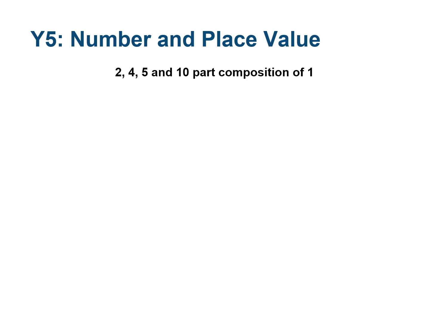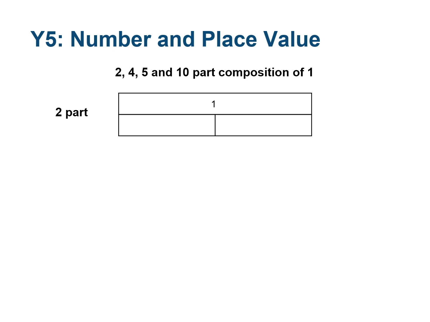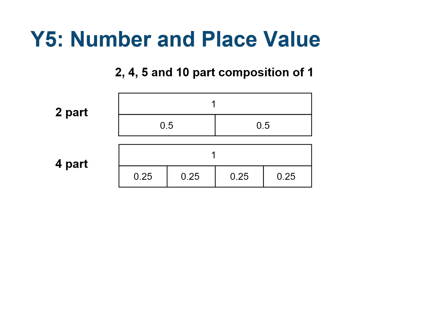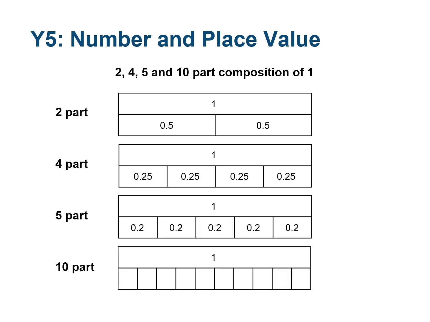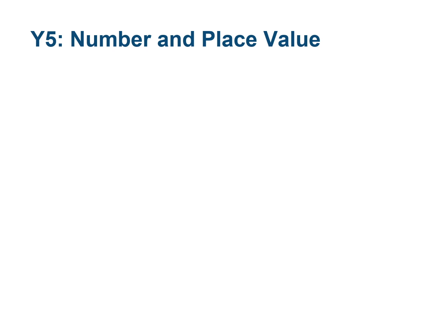Pupils need to be able to decompose the unit of 1 into 2, 4, 5 and 10 parts. So 2 parts, 4 parts, 5 parts and 10 parts. And this helps pupils make connections between fractions and decimals. So this decomposition of 1 allows pupils to use common graphing units as well.